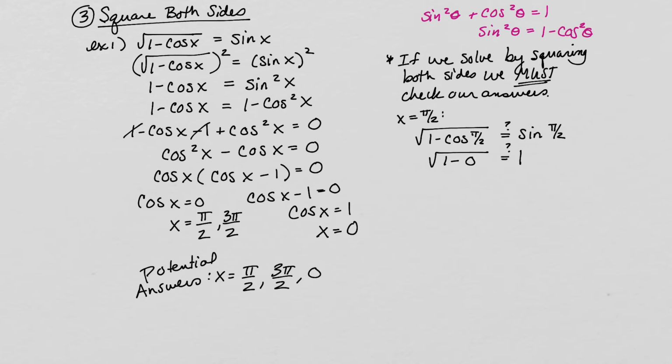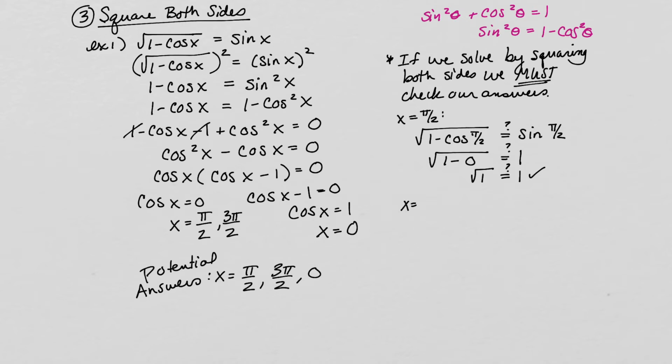Okay, so let's be a little careful. The square root of 1 minus 0: 1 minus 0 is 1. So the square root of 1, is that equal to 1? Yeah, the square root of 1 is just 1, and so that is equal to 1. So pi over 2 works.